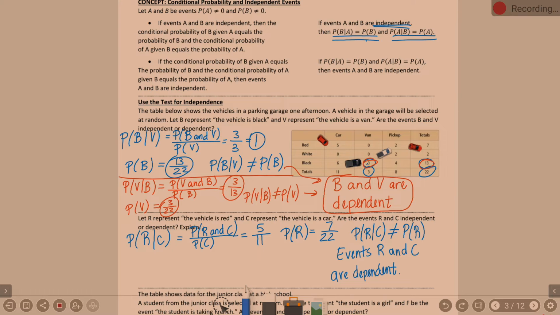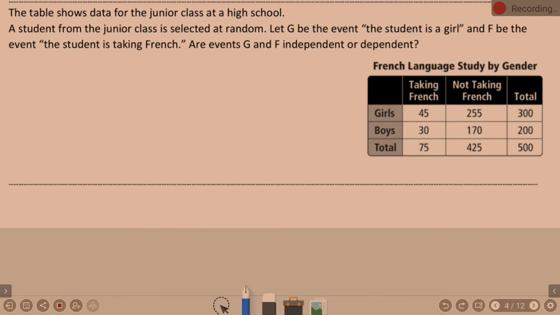One more example with this. If you look down at that bottom chart, the table shows data for the junior class at a high school. A student from the junior class is selected at random. Let G be the event the student is a girl, and F be the event the student is taking French. Are the events G and F independent or dependent? Okay. What am I going to suggest we do? We find one of our conditional probabilities, yes. I don't care which we find first, because if we have success on the first set, I'm going to say we need to find the second set.